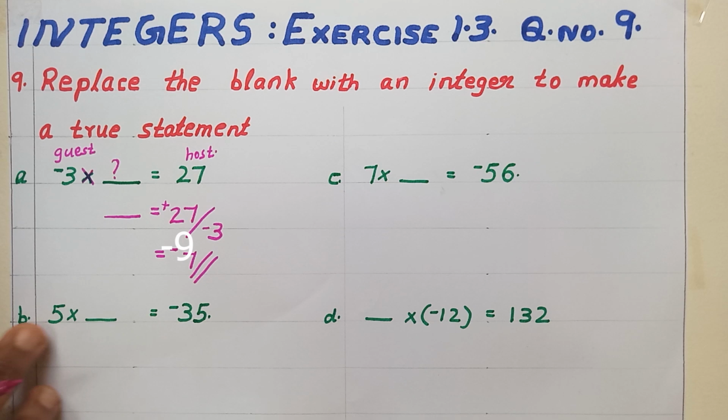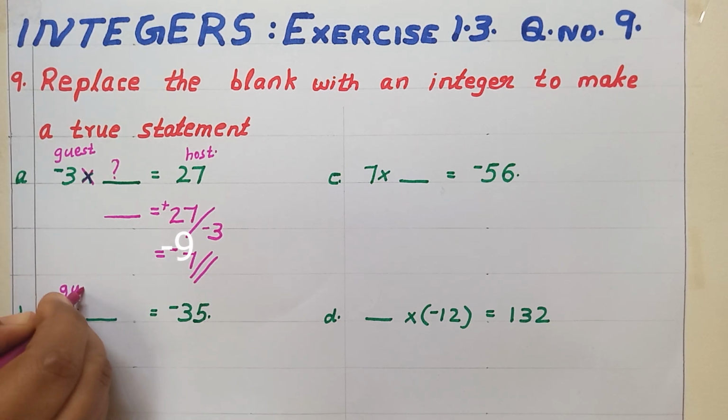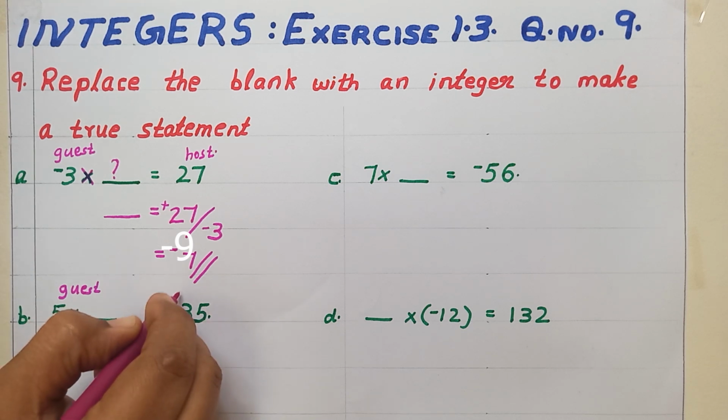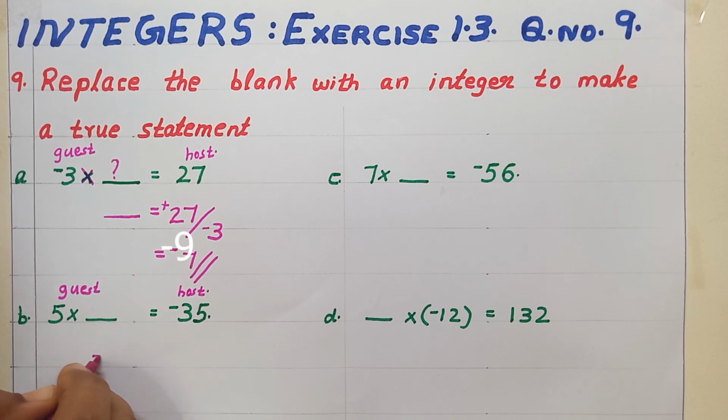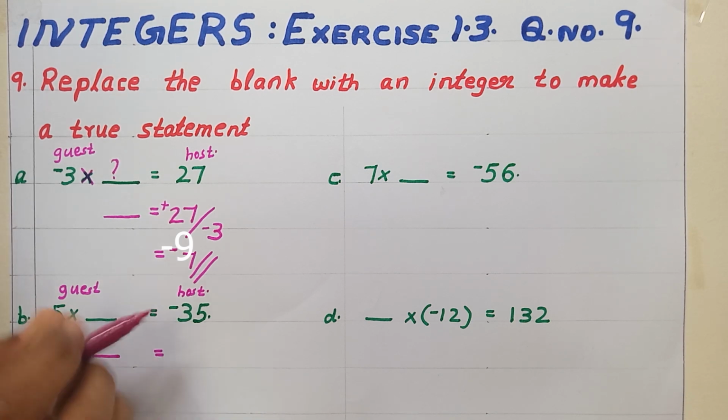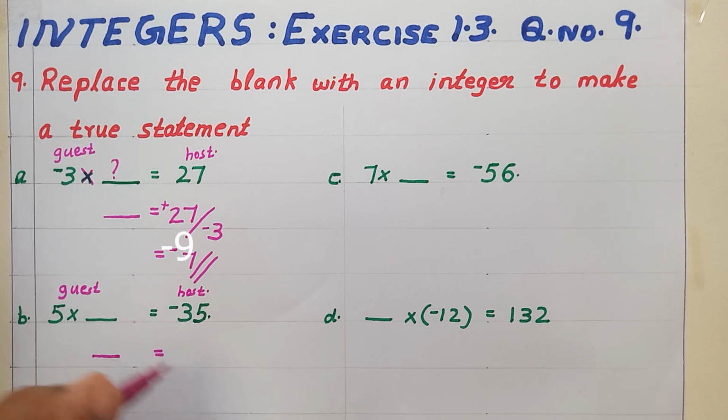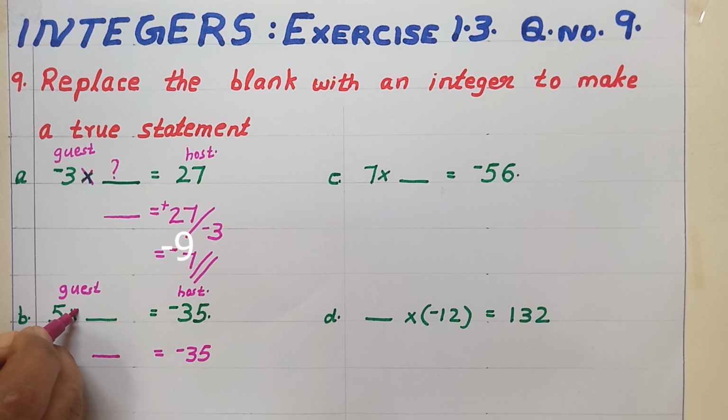Okay, next one, question number B. 5 into blank equal to minus 35. Left side is guest and the right side is host. So just keep the blank as it is and host will be there itself. So just write down minus 35 as it is and just see what is the operation in between these two numbers. See, multiplication is the operation. So while we are taking this multiplication sign to here, it will change into division.